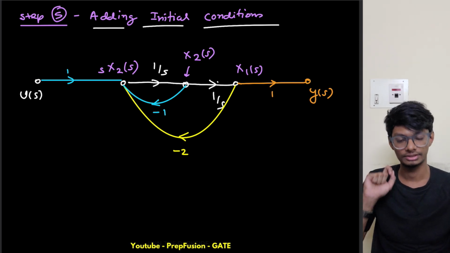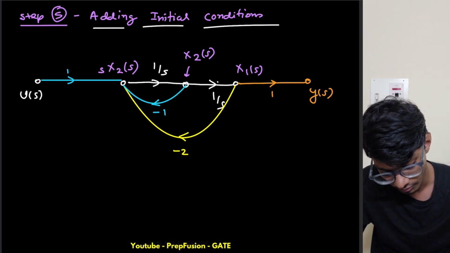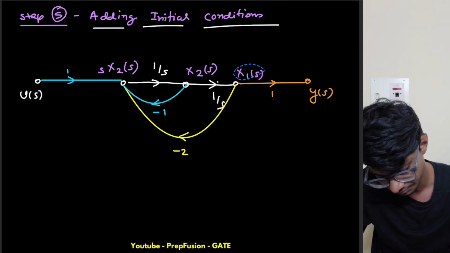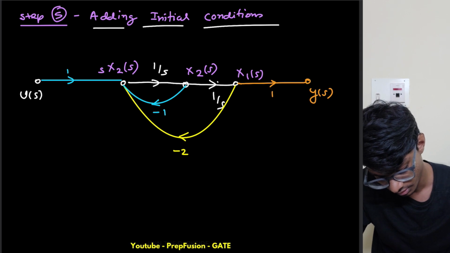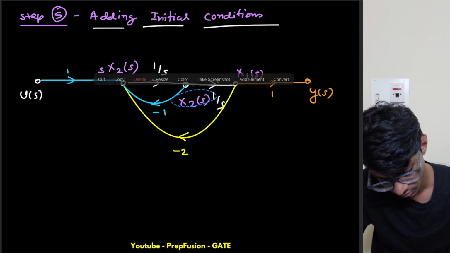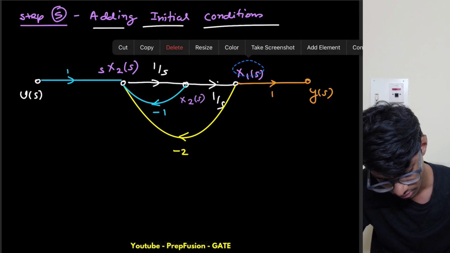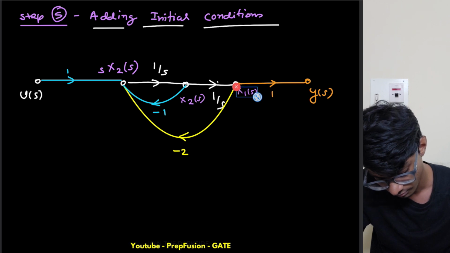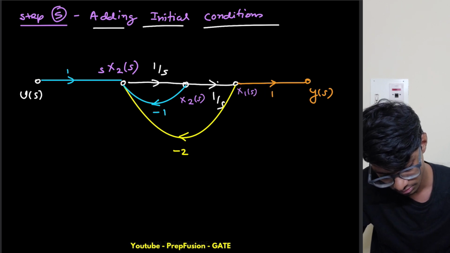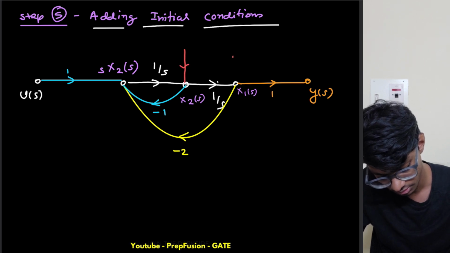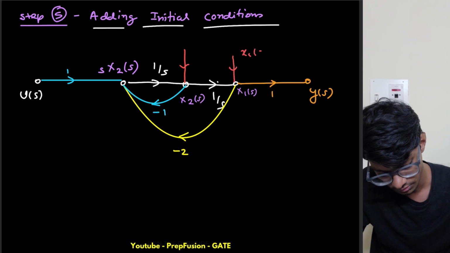Okay, so we have to add the initial conditions. So how will I add it? Here I will have x2 of s and x1 of s. Let me draw it a bit small. This is getting added, and this is getting added. So x1 of 0 by s and x2 of 0 by s, this is 1 and this is 1.